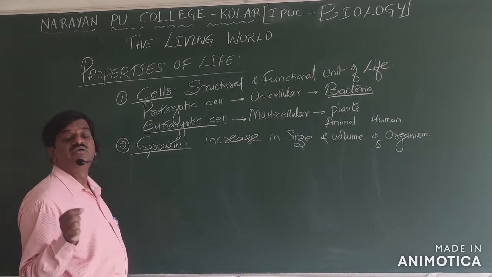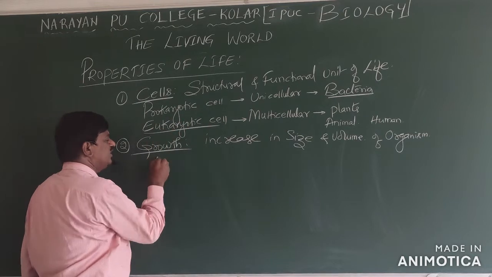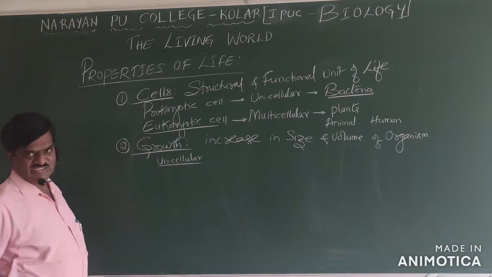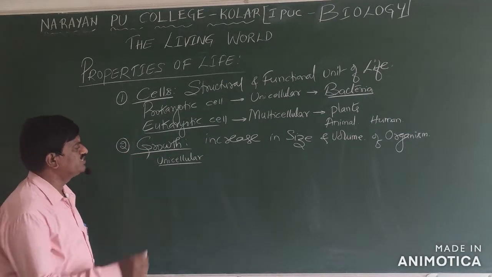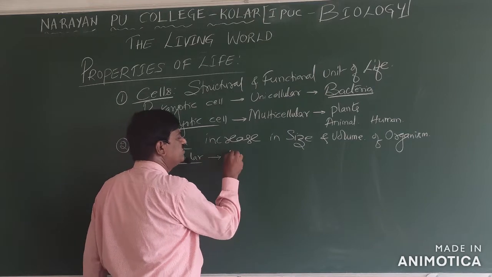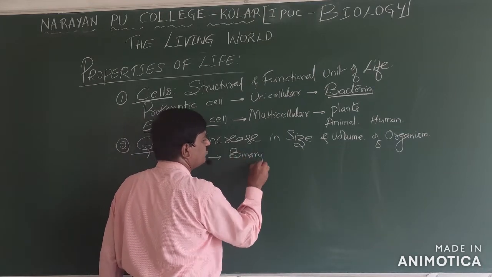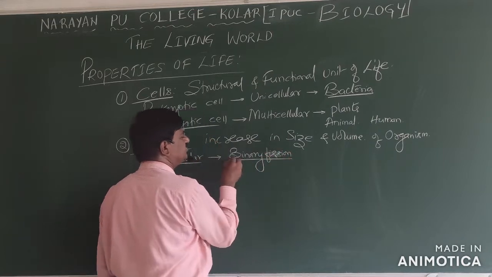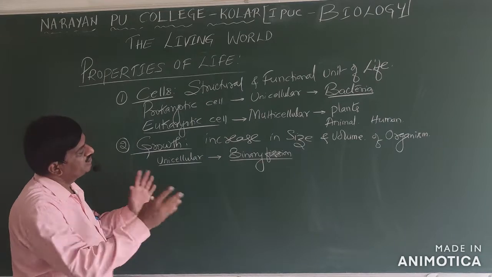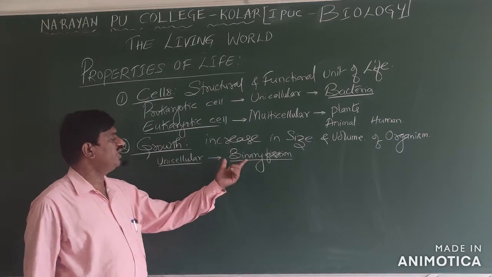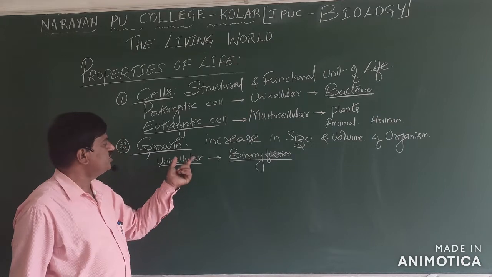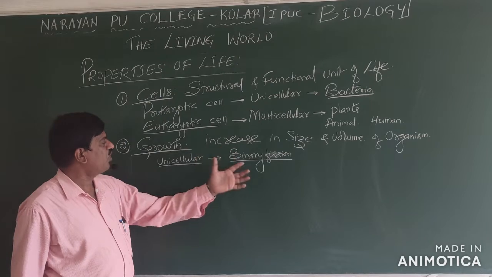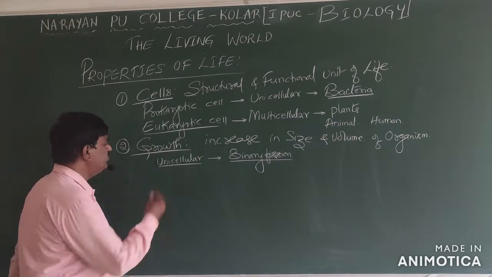So we know that there are different types of organisms. One is called unicellular organisms. When we take unicellular organisms, they divide by binary fission, or binary cell division. By the presence of binary fission, there is an increasing number of organisms. So unicellular organisms divide and grow into many copies, and that is called growth.